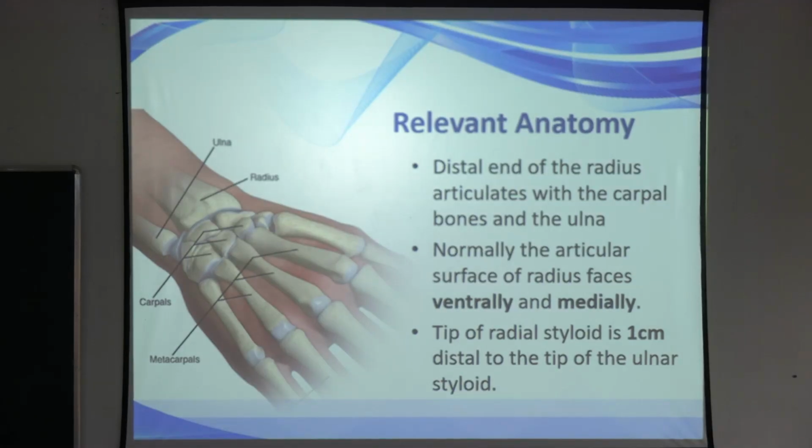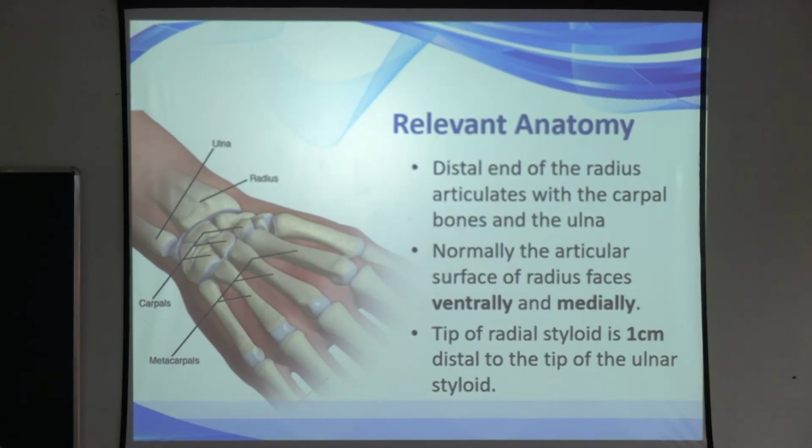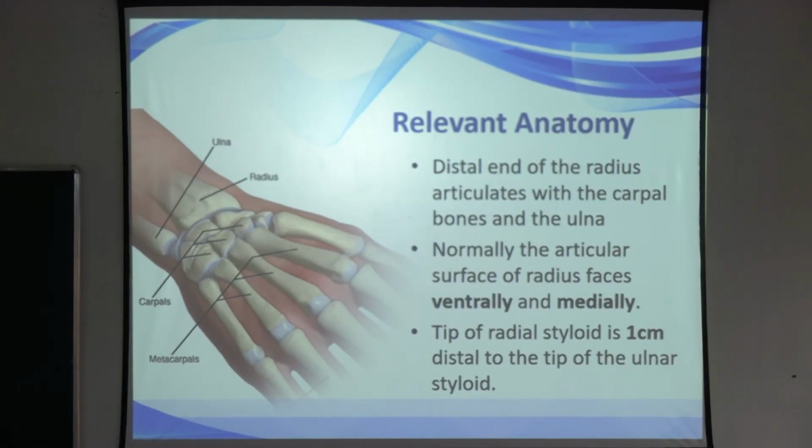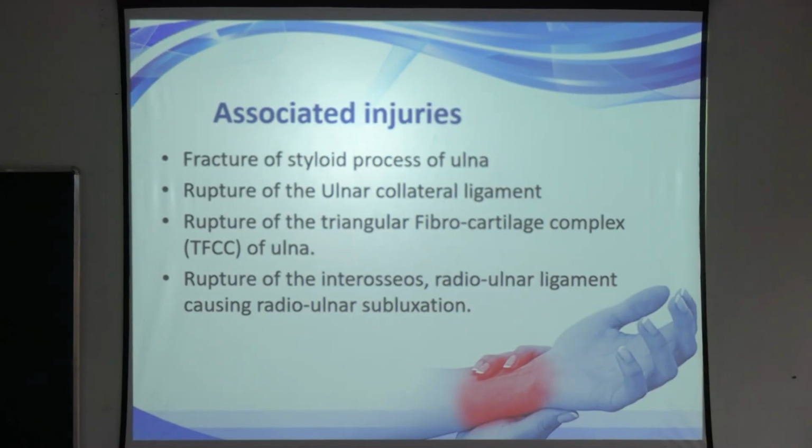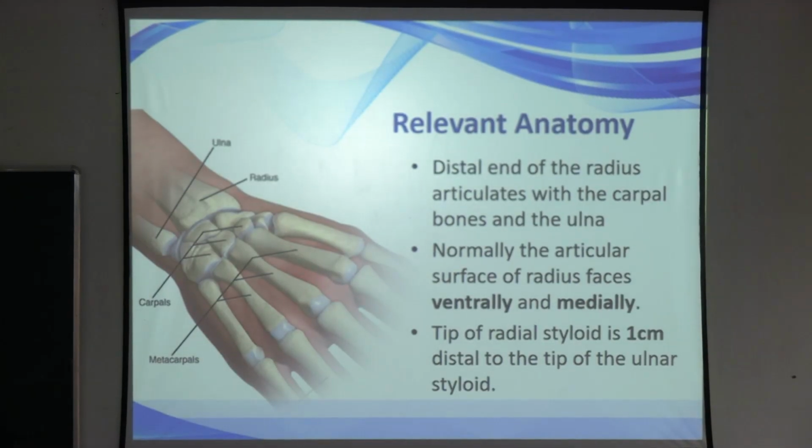The distal end of the radius articulates with the carpal bones. Normally, the articular surface of the radius faces ventrally and medially. The radius surface is like this, volar. Ventral means volar, dorsal is this side. So if you see a distal radius, I think we have an X-ray, let's see. Let's see where you have an X-ray, I will let you know.